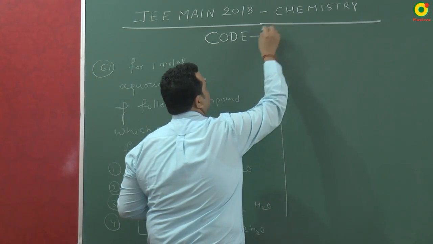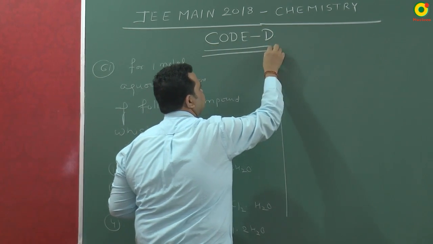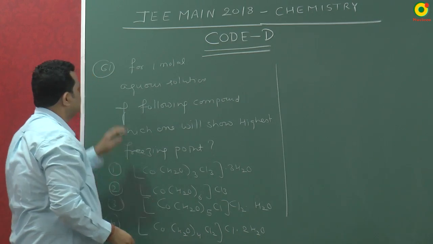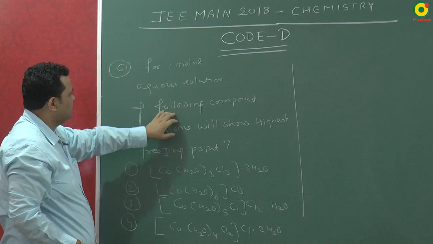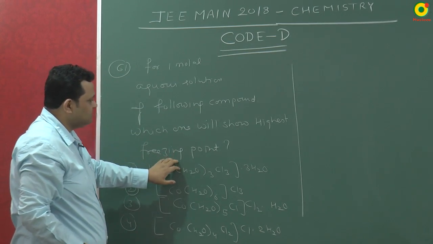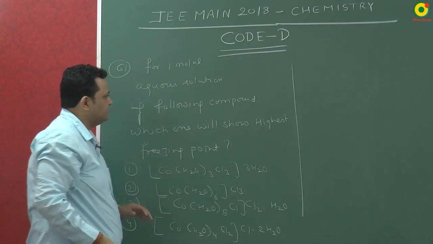2018 paper, chemistry paper, and the code is D. The first question, number 61, is: for a 1 molar aqueous solution of the following compounds, which one will show the highest freezing point? And the options are here.